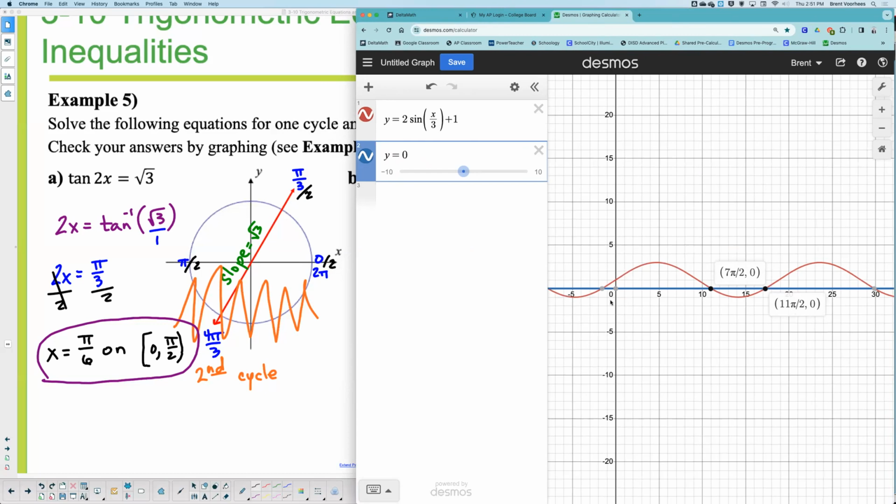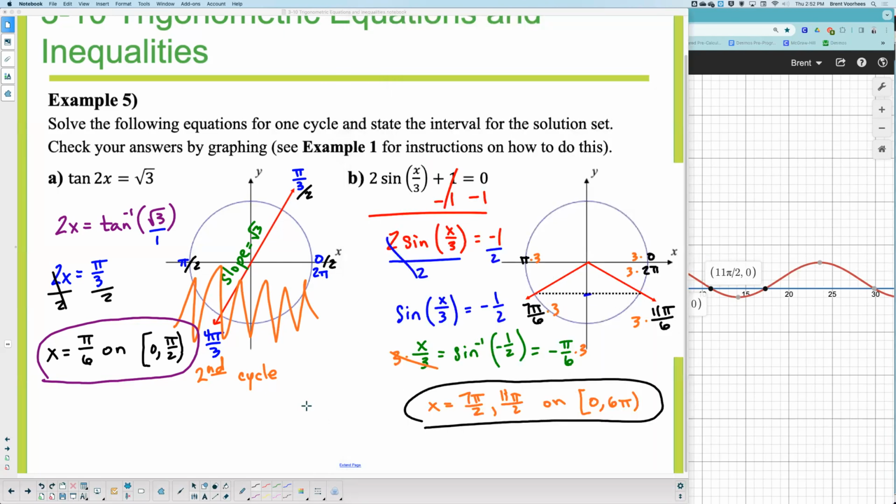Just like I said, how long does it take for a full period? It would be 6 pi, wherever that is, right in here somewhere, around 18. Why would it be around 18? What's pi? 3.14. So that's what you'd be multiplying by.